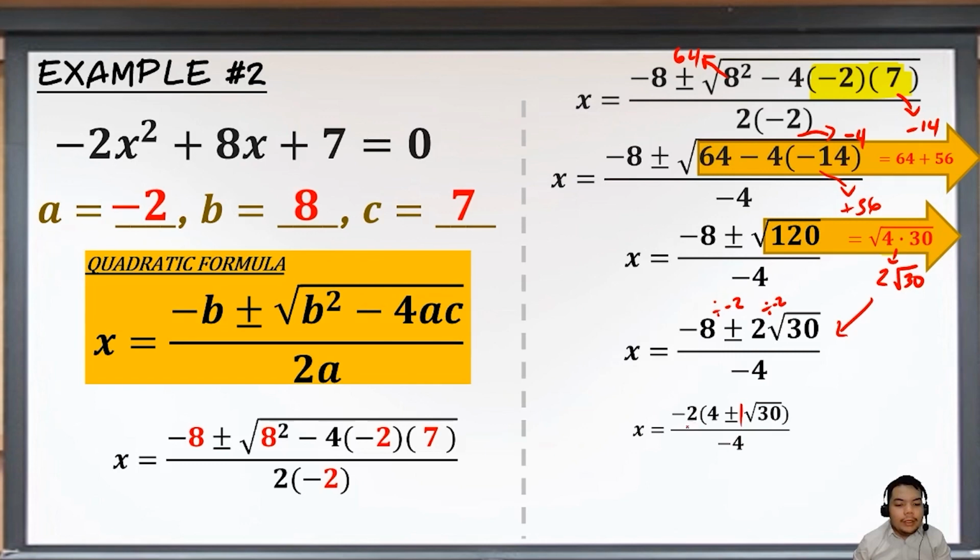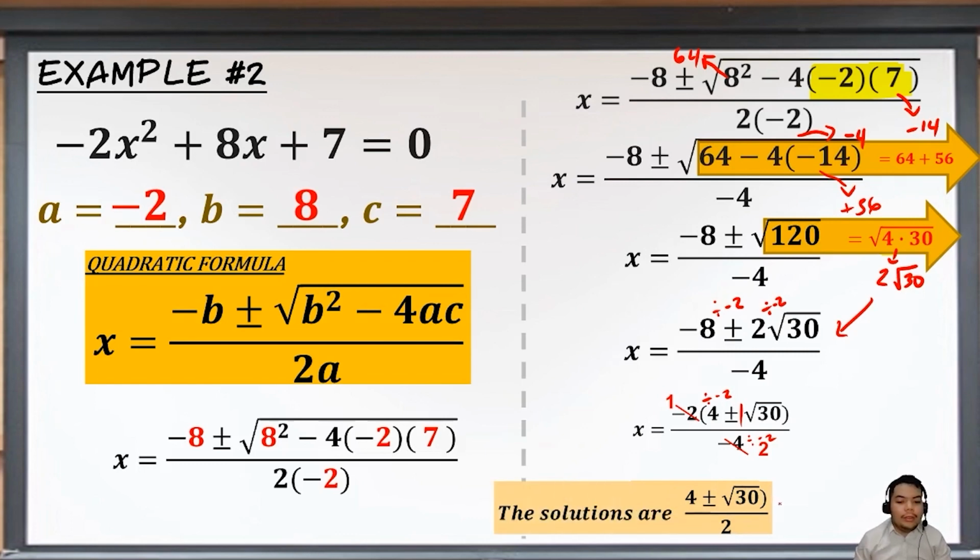And, as you notice, negative 2 here and negative 4 will have a common factor or a common number. We can divide both of them by negative 2. Yan, para matanggal natin yung negative sign. So, divide both of them by negative 2. Yan, so ang mangyayari, maka-cancel silang dalawa. And negative 2 will become positive 1. And negative 4 will become positive 2. And that will give us a resulting value that is 4 plus minus square root of 30 all over 2. And that will be our solution.